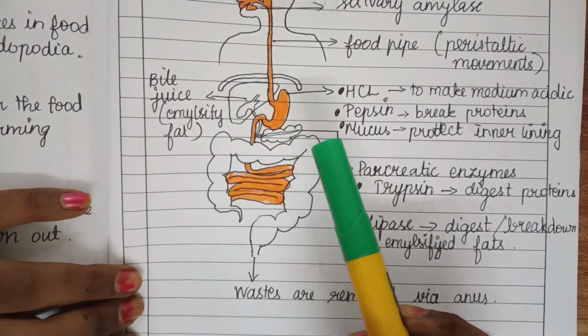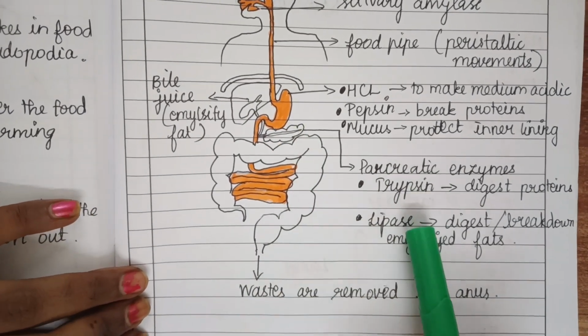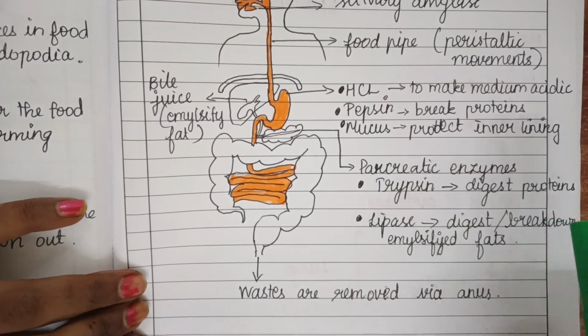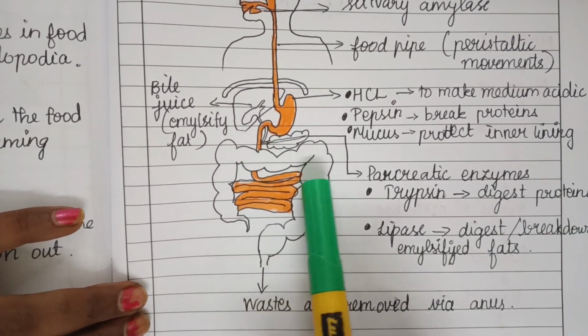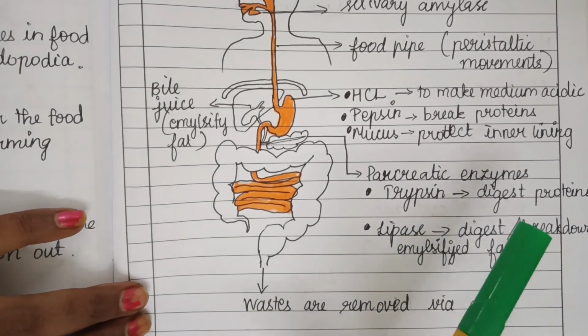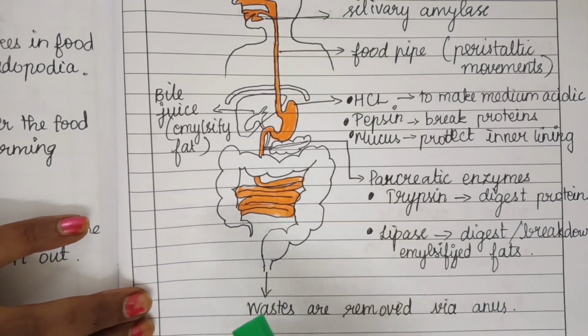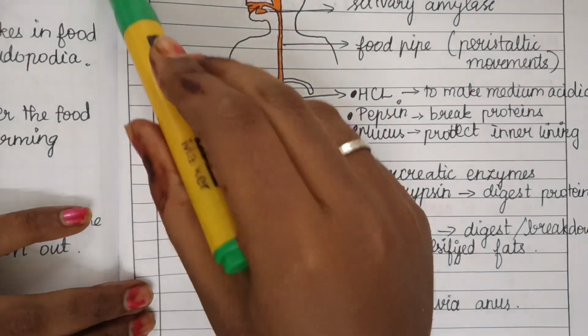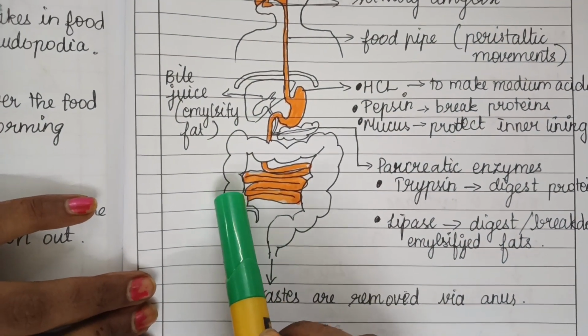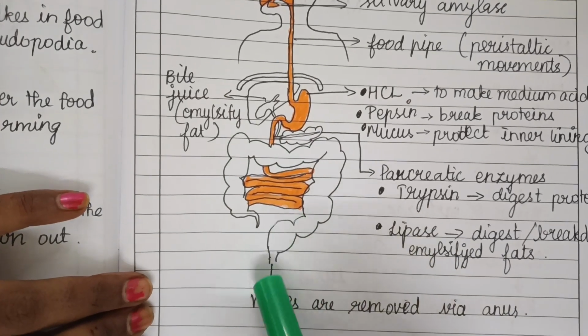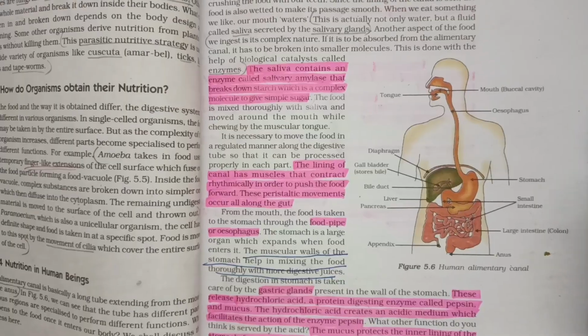When they enter here, the pancreas secretes trypsin and lipase. Trypsin is used to digest protein. Lipase is used to digest the emulsified fat. Later they enter the small intestine. Finger-like projections called villi absorb the nutrition from the food and supply it to all parts of the body through blood. The waste material is moved to the large intestine and released out through the anus.